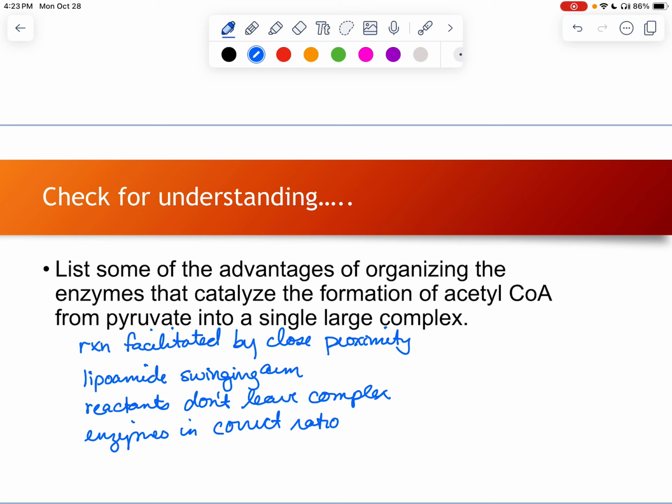And regulation is efficient because those regulatory enzymes are part of the complex. All right, that is it. Next up, we are going to talk about the citric acid cycle.